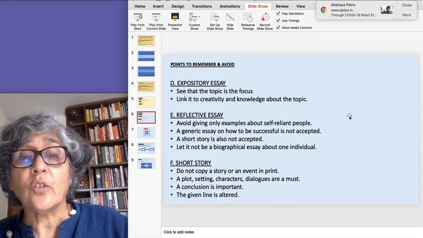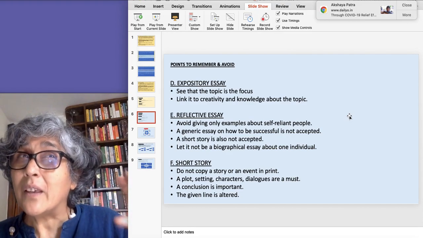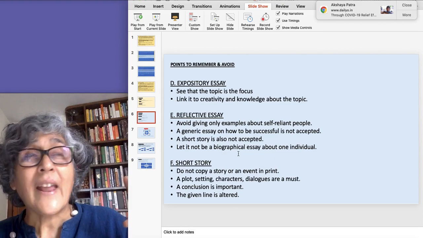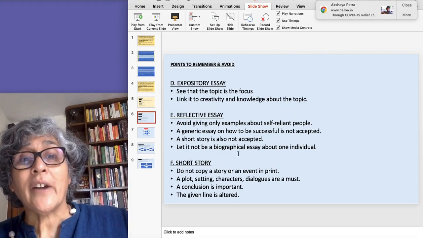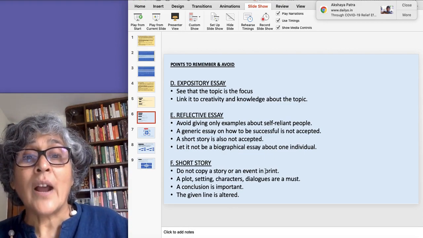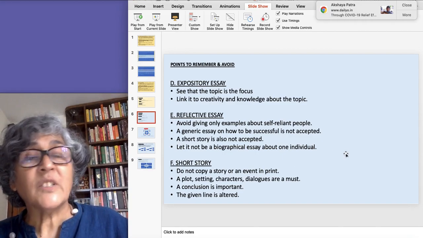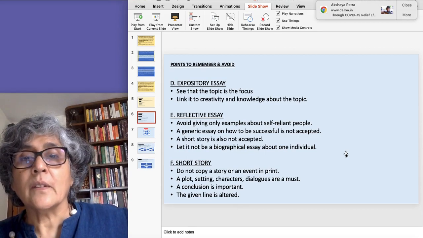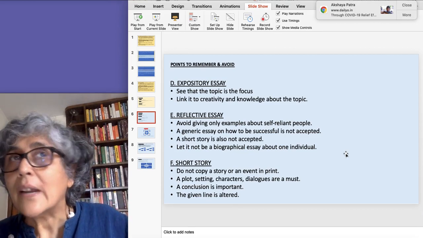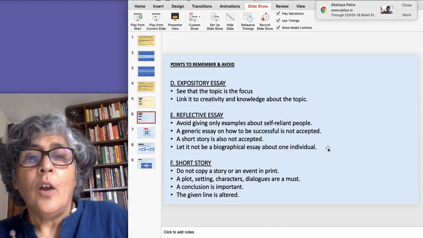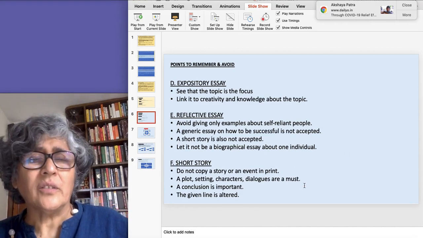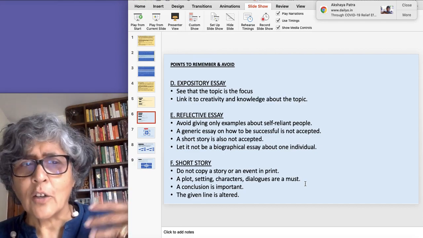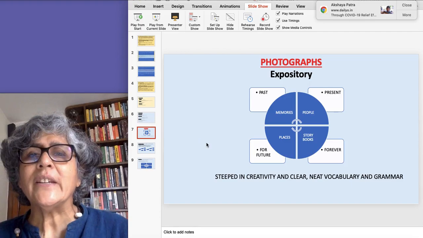A short story is also not accepted because the theme is very, very clear. Because you can't make it, like I said, a sacrifice, you can't write on Rani Lakshmibai. You can't write the story of Steve Jobs and say that, his success story. You can't. That does not happen. Yes. All right. Now, and the short story, of course, plot, characters, can't plagiarize, conclude. Okay. So let me go into detail with photographs.